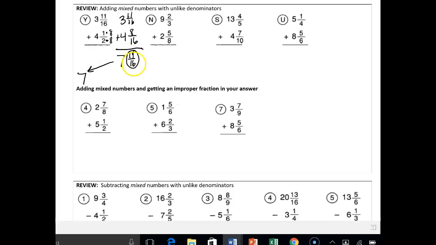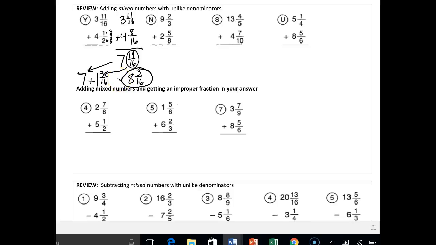So 19 goes into 16 one time. So this becomes 1, and with 3 left over, 3/16. Then basically all I do is add those two together. 7 plus 1 equals 8 and 3/16. And this is your total answer.